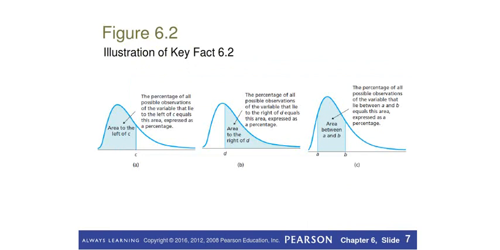Now, we can also put it in a couple different ways. The percentage of all the possible observations that lie to the right of a certain value would also be expressed as a percentage, equal to the area to the right of D. And finally, if we wanted to find two different values, the percentage of all observations of that variable that lie between two numbers A and B is the area between them expressed as a percentage. Remember, this is a density curve. It's formed by taking probabilities.